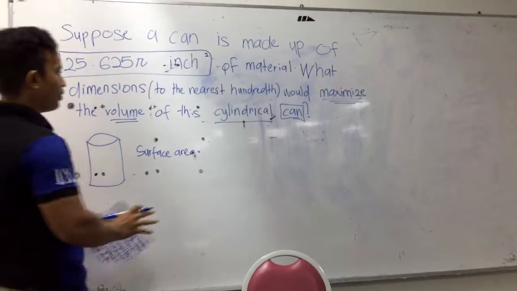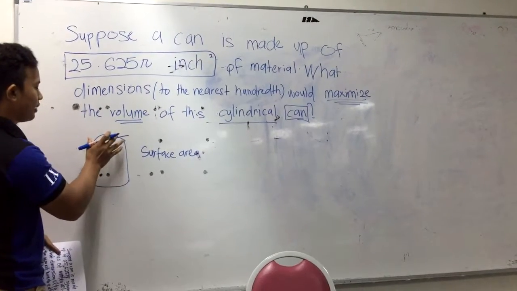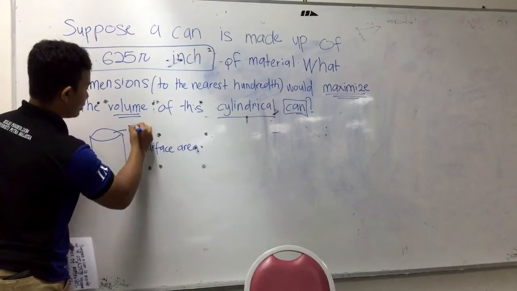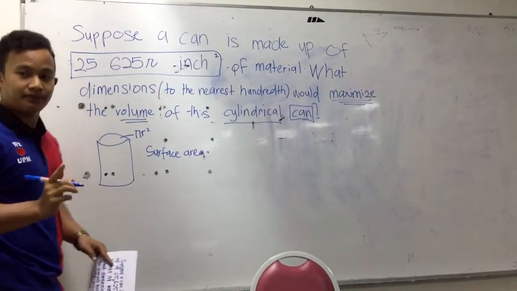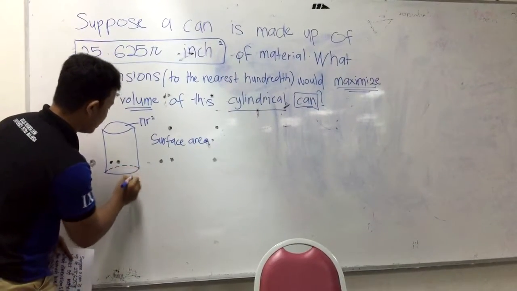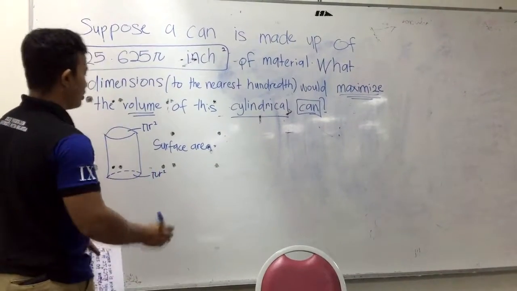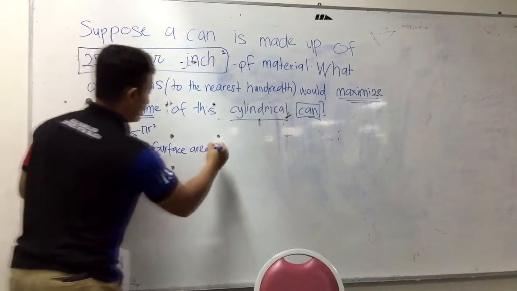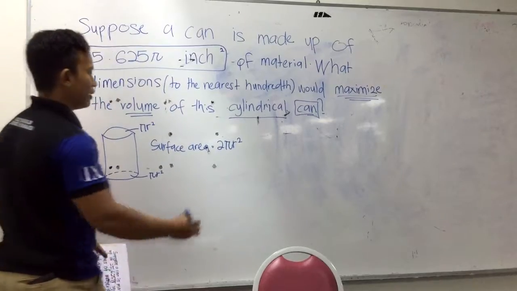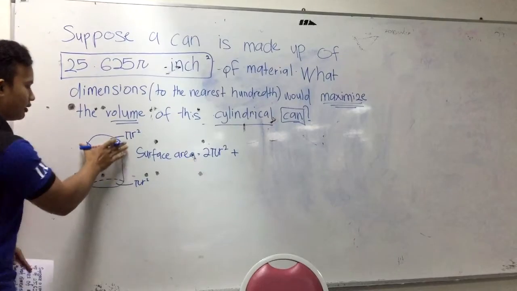Okay, the surface area for this cylinder can: for the upper part, the area is pi r squared, right, Naim? Yeah. Okay, and we also have this lower part, which is also pi r squared. So when we add up these two, it will become 2 pi r squared. Then we have to add this part.